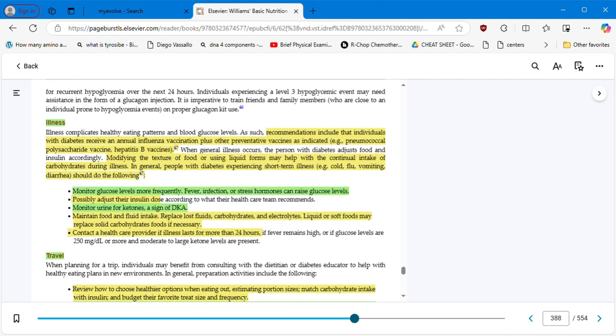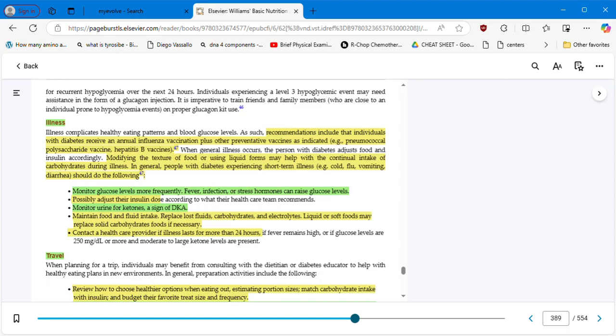We have illness. Recommendations include that individuals with diabetes receive an annual influenza vaccination plus other preventive vaccines as indicated. Remember that patients with diabetes are going to have infections, right? Because bacteria, viruses, fungi, and parasites love sugar, so they are at risk for infections. So pneumococcal vaccine and hepatitis B vaccines are required.